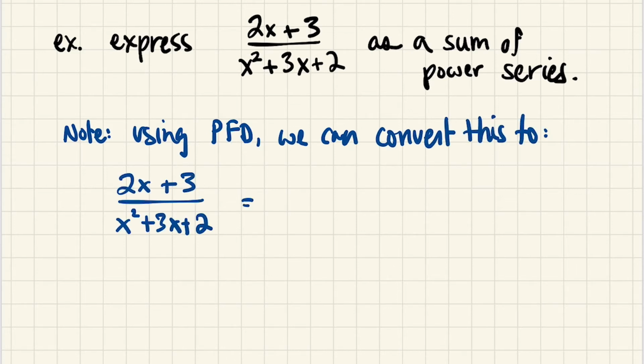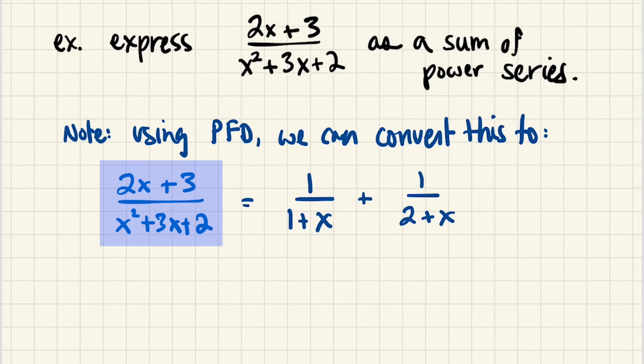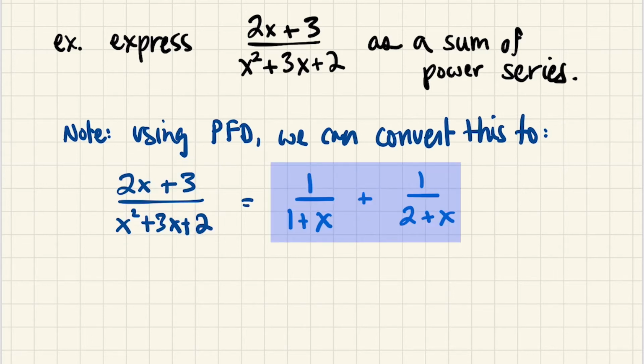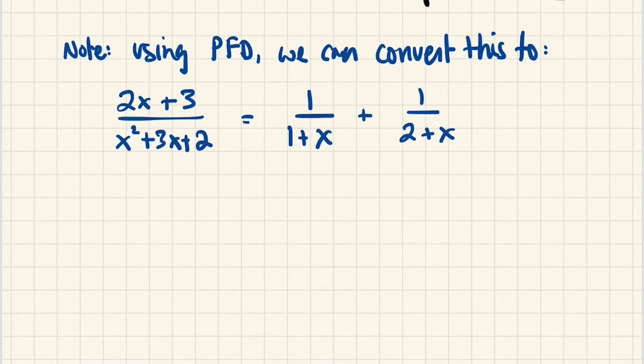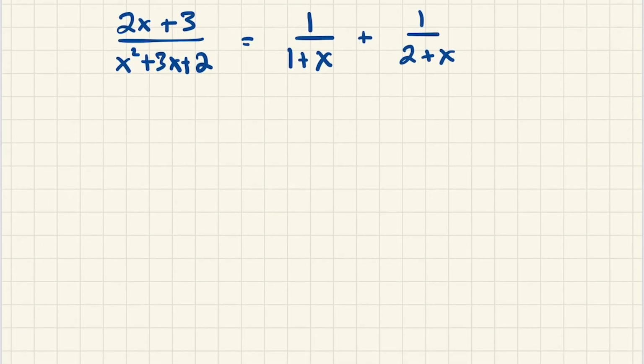So I'm going to omit the details of partial fraction decomposition because we know how to do that, and that's not the focus of this example. But it is true that this expression is equal to this particular sum. And that's excellent news because both of these are in the form of 1 over 1 minus stuff. Well, this one almost is.